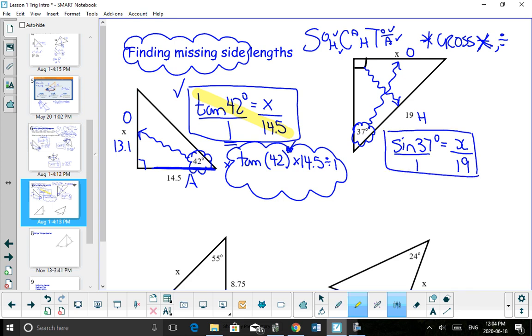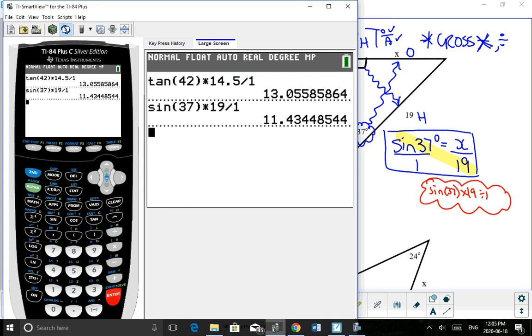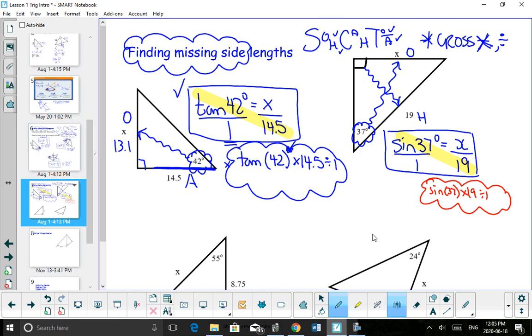Now look at your two diagonals. Which one does not have the x? That one. So on your calculator, you are going to go sine 37 bracket times 19 divide by 1. So you're going to go sine 37 bracket times 19 divide by 1. And you get out 11.4. Okay?